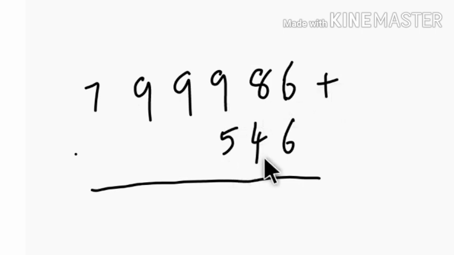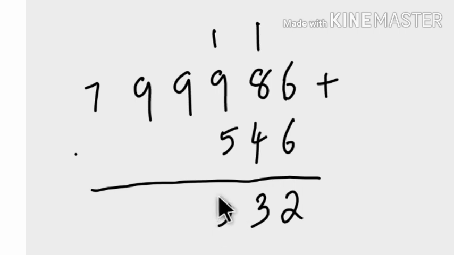7,999,86 plus 546. Firstly, let's add 6 plus 6 is 12. So write 2 here and 1 as carry. 8 plus 1, 9. 9 plus 4, 13. 3 here and carry here. 9 plus 1, 10. 10 plus 5, 15. 5 here and carry 1 here.